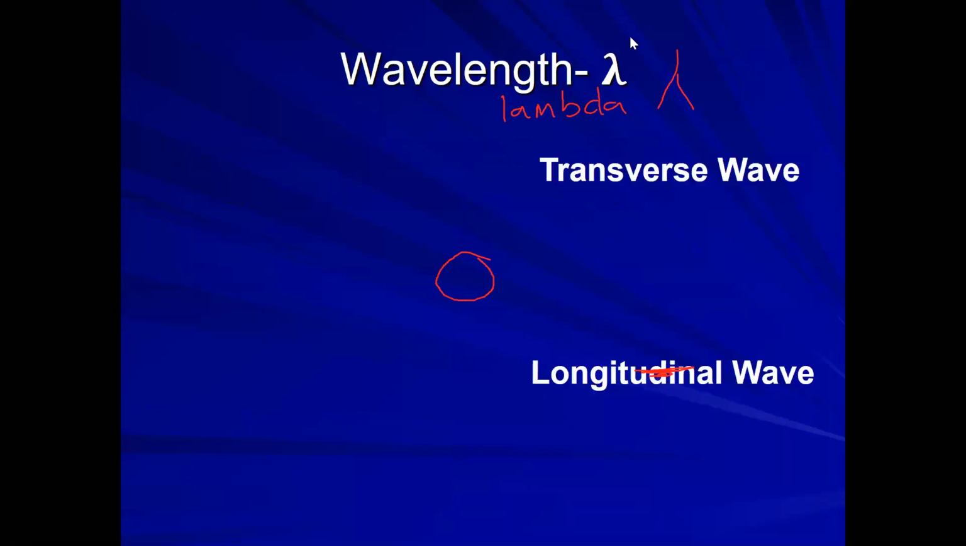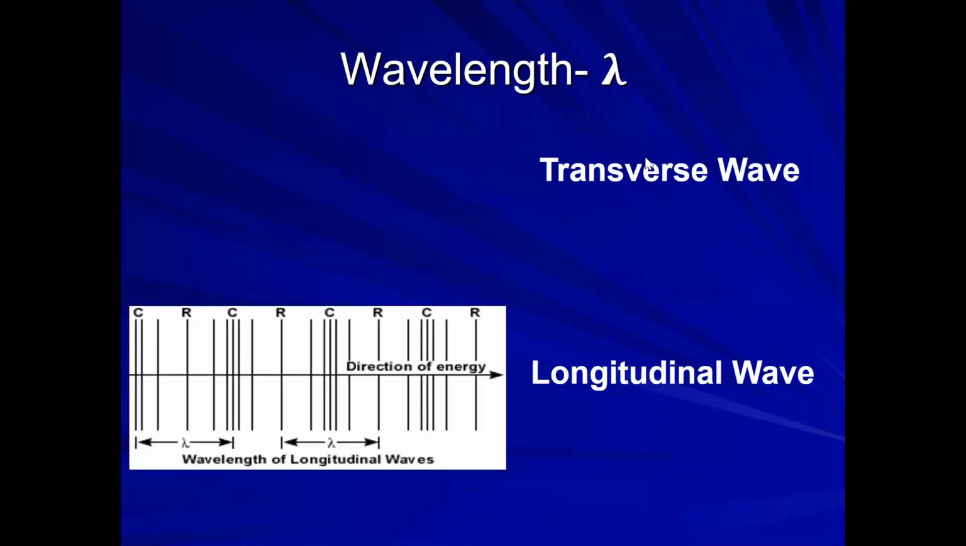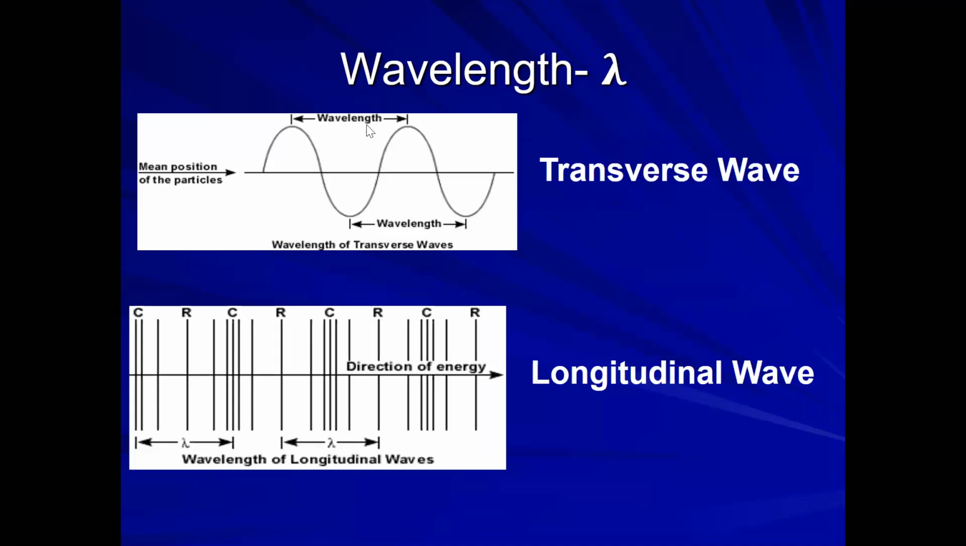Let me clear my drawings here. On a transverse wave, same thing. The wavelength is from top to top or bottom to bottom, the matching parts. Or a rarefaction to rarefaction, or a compression to a compression, as long as they are matching parts on the same wave. Okay, so that's a wavelength.